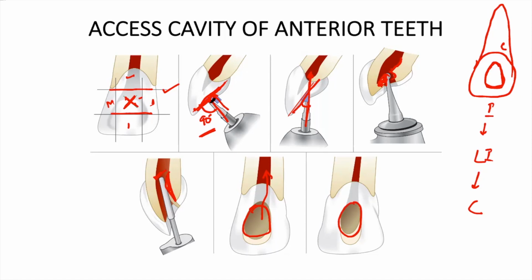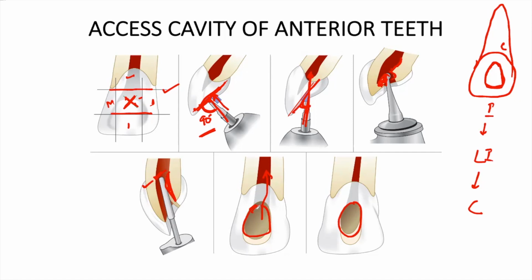What should be the angle of the bur in the first step of access cavity preparation? It is perpendicular to the long axis of the tooth. And once we gain entry, it is 45° to the long axis of the tooth. How do we remove the lingual shoulder? By safe-tip diamond or carbide burs or Gates Glidden drills.